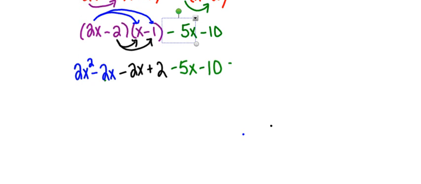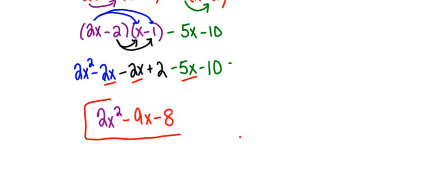So when I go ahead to combine my like terms now and finish this up, I have 2 of the x squareds. I've got a few x terms this time that'll combine. So minus 2 and minus 2 makes minus 4, with another minus 5 combines to make minus 9 of those x's. And the plus 2 and the minus 10 will combine to make minus 8. And again, I've got that in standard form with my largest exponents at the beginning and my constants that have no x's attached to them at the end.